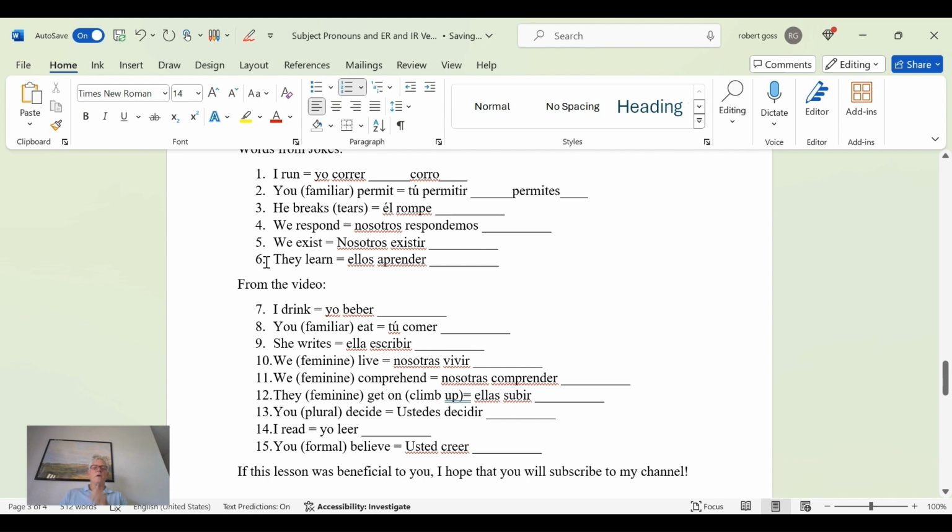Number 5, we exist. Well, we again, so we've got to be careful because we've got to determine whether it's an AR, ER, IR verb. Well, this one ends in IR, so we're going to cross off the IR, but we would have to put IMOS if it is going to be nosotros: existimos. They learn. Well, they is ellos. They're telling us right here, that's aprender.